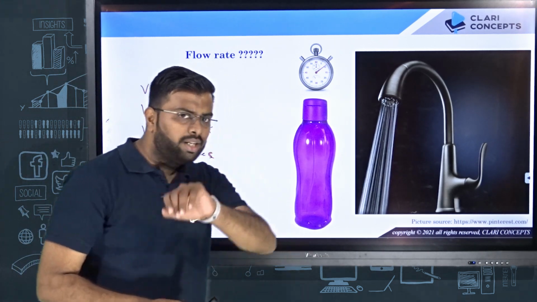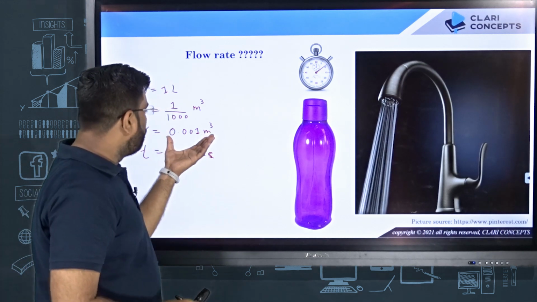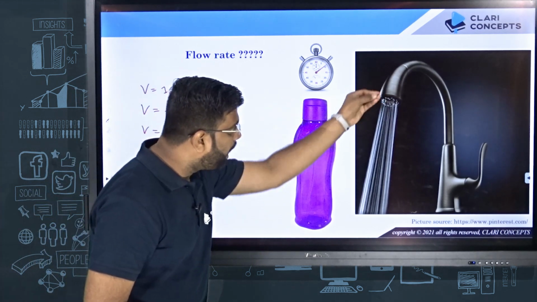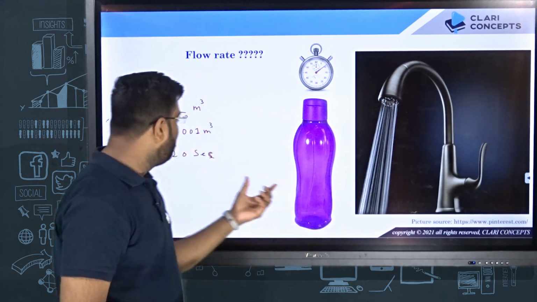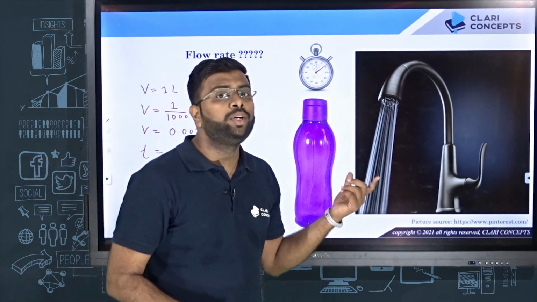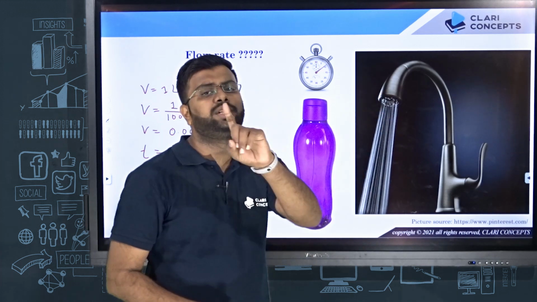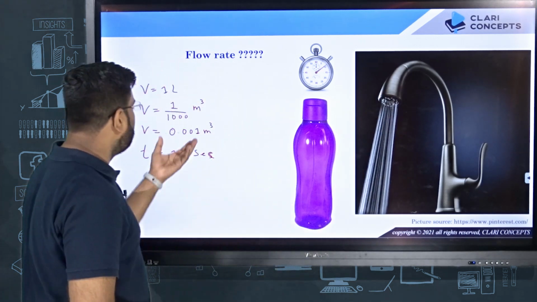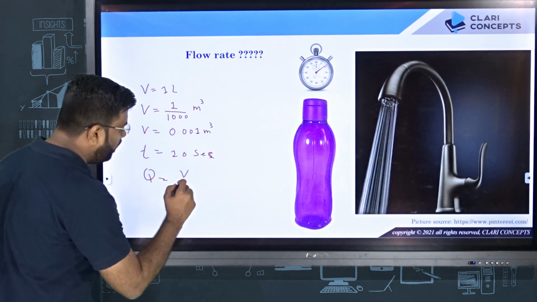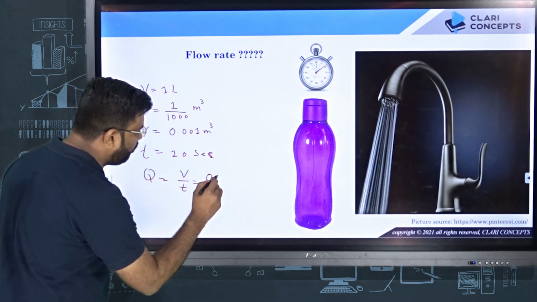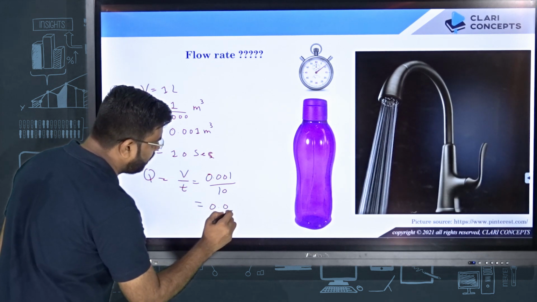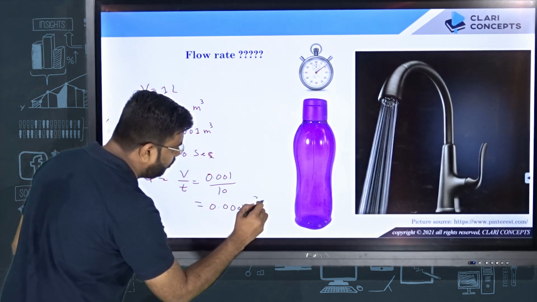Now you see, what does it mean? It means that 0.001 meter cube of water has come out of this particular tap in 10 seconds. You want to find how much water has come out in 1 second, so can you say this is 1/10 of this? How will you calculate the flow rate? Q will be equal to volume divided by time. Volume is 0.001, time is 10 seconds. So this is 0.0001 meter cube per second.